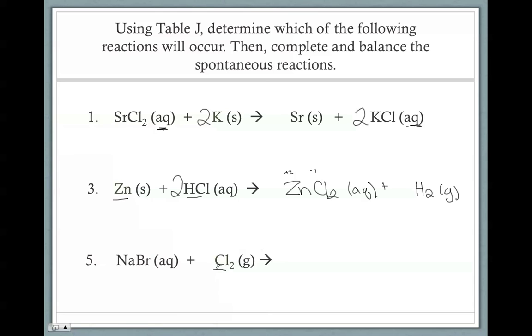And then finally, we have chlorine that's replacing Br. So we then need to write NaCl because this is +1, this is -1. This is going to also be soluble in water, so we're using the AQ. And then Br is diatomic and is a liquid at STP. So here we just need to make sure that we balance this by placing a 2 and then a 2 here. And the rest would be 1s.